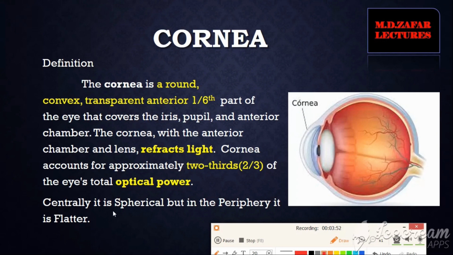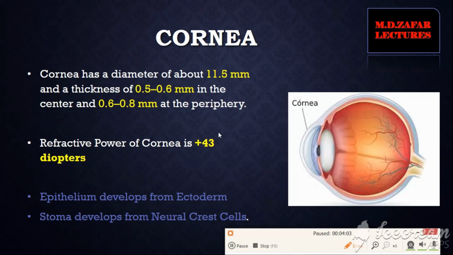Cornea is spherical in the center, but in the periphery it gets flatter. As you could see here in the periphery, it gets a bit flat, but over here it is like a sphere. Talking about the dimensions, it has a diameter of 11.5 millimeter, and its thickness is different in the center as well as the periphery.